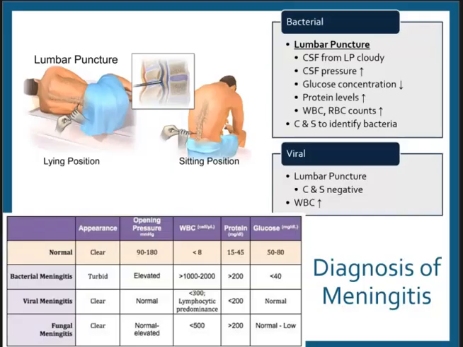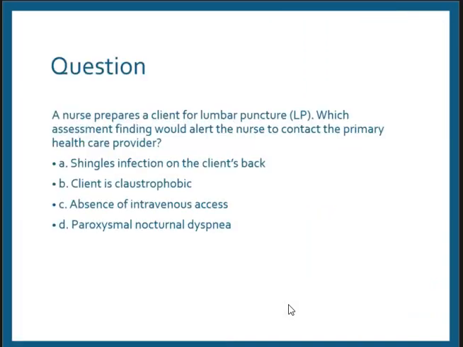With your viral, your culture is going to be negative, and there's only going to be white blood cells that are elevated. So if we look down at this chart from your book, bacteria, the appearance is cloudy and turbid, the pressures are elevated, white blood cell counts are elevated, proteins are elevated, glucose is low. Viral, appearance does not change in the CSF fluid. It's normal pressures. The only thing you will see is elevated white blood cells. So bacteria has a lot going on, where viral just has the white blood cells.